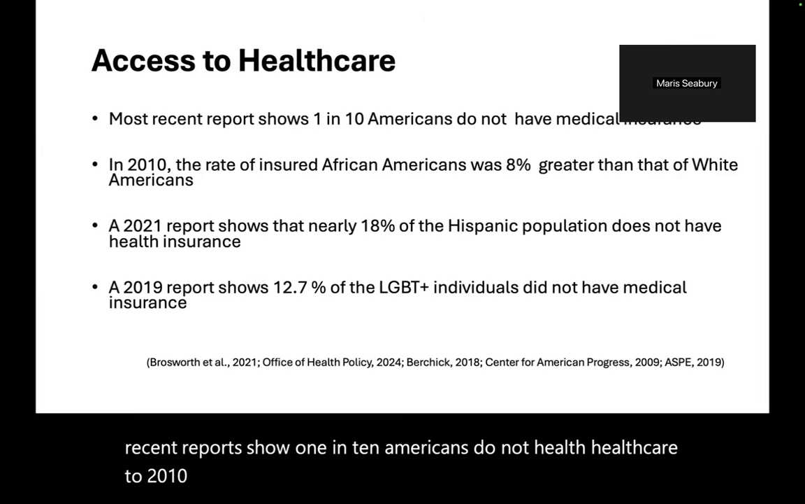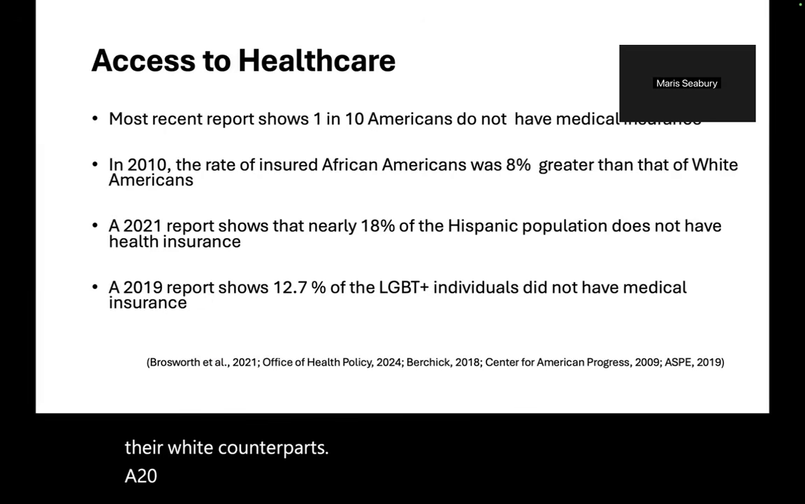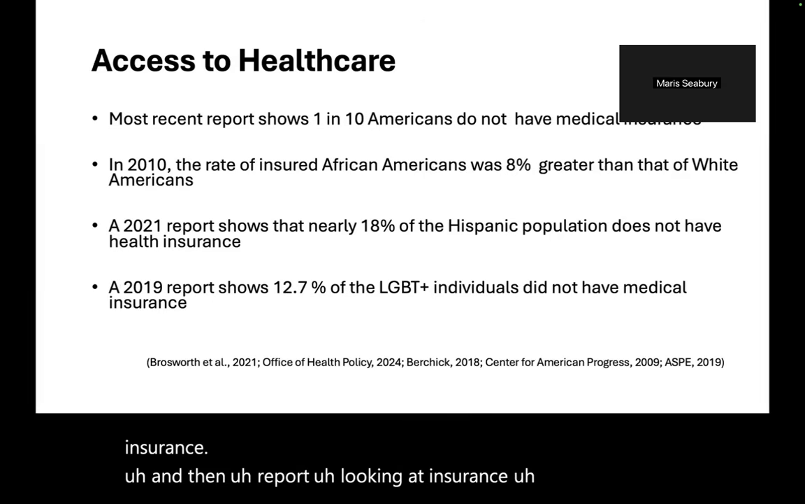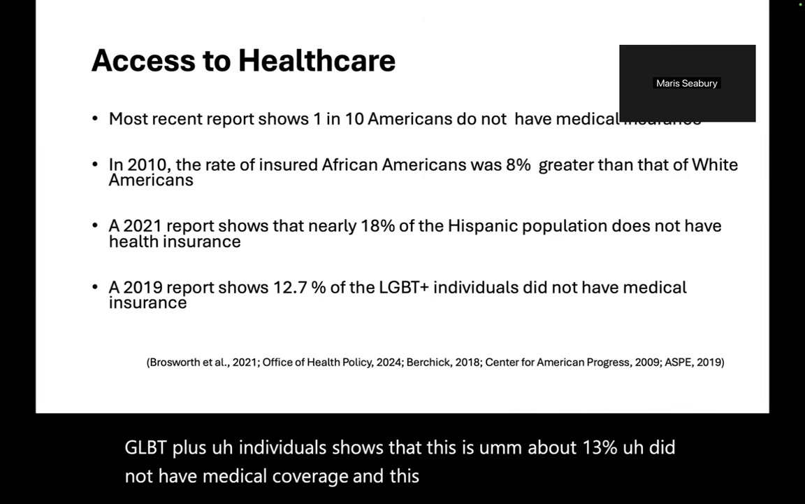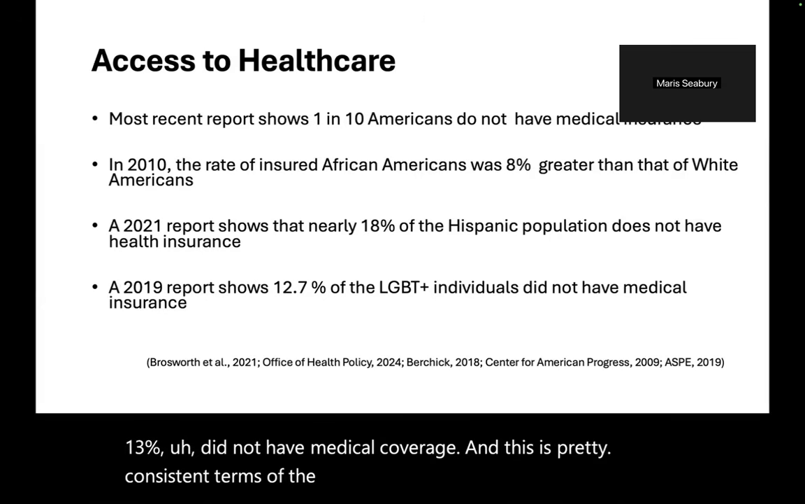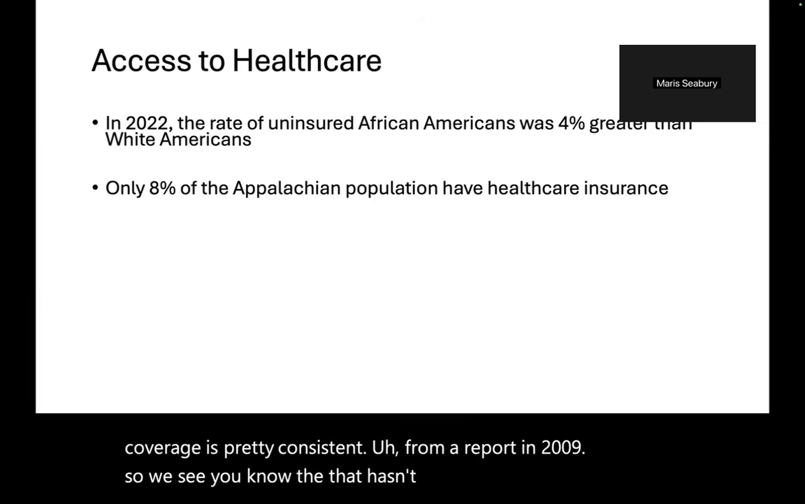A 2010 report showed the number of African Americans who were not insured was greater than that of their white counterparts. A 2020 report showed 18% of the Latino population did not have insurance. And a report looking at insurance coverage among LGBT plus individuals shows that about 13% did not have medical coverage. And this is pretty consistent with a report from 2009. So we see that it hasn't changed, and that's a substantial number.